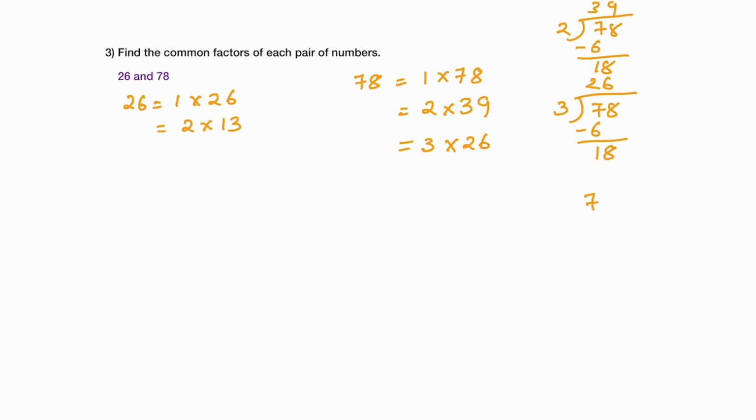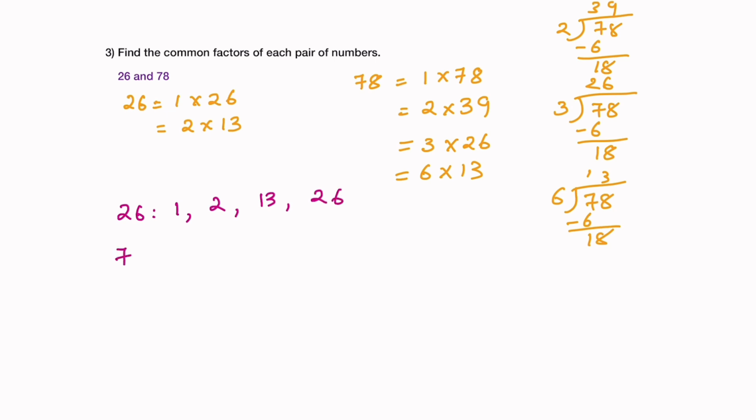So let's do it here. 78 divided by 6. Once it's 6, 1 and 8. So that goes times 3, right? So 6 times 13. So these are the factors. Now let's list them down. 26. We say 1, 2, 13 and 26. 78: 1, 2, 3, 6, 13, 26, 39 and 78.